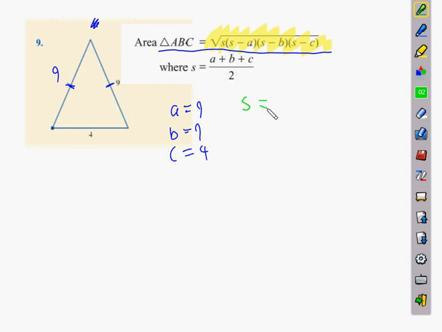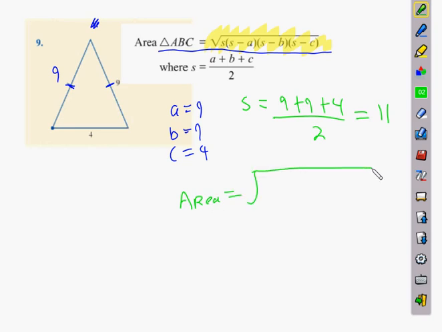S equals A plus B plus C, which is 9 plus 9 plus 4, all divided by 2. You get 11. S is therefore 11, because you add them together and divide by 2. Area, therefore, is equal to the square root of 11 times 11 minus A, which is 11 minus 9, then 11 minus 9 again, because that's 11 minus B, and then 11 minus C, which is 11 minus 4.